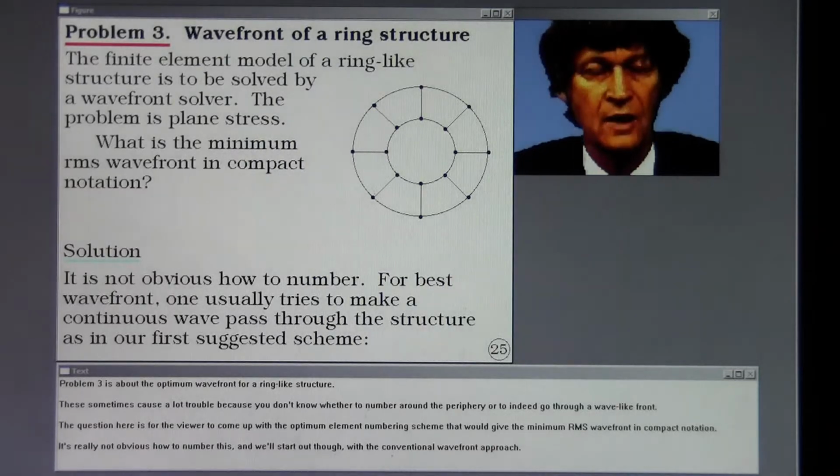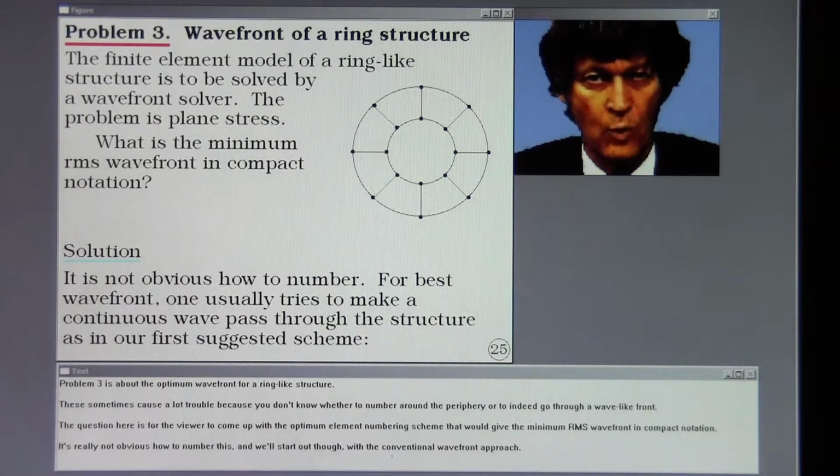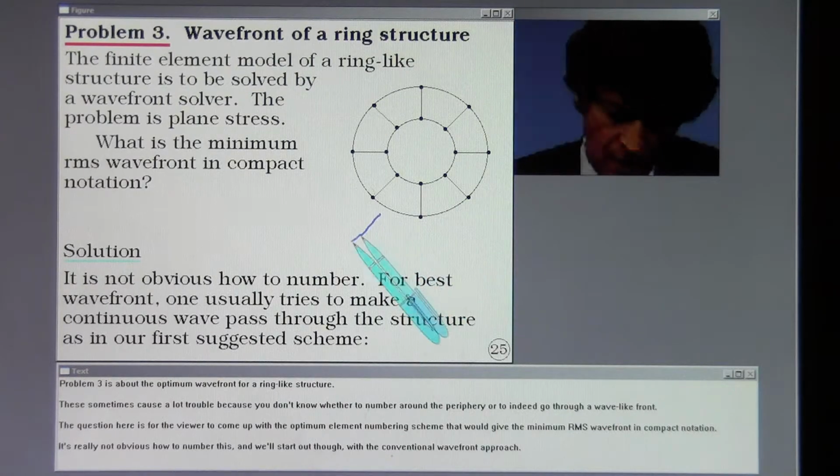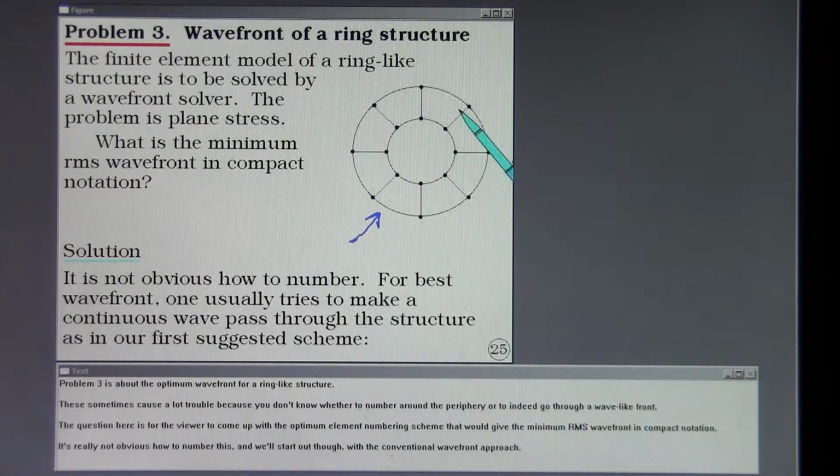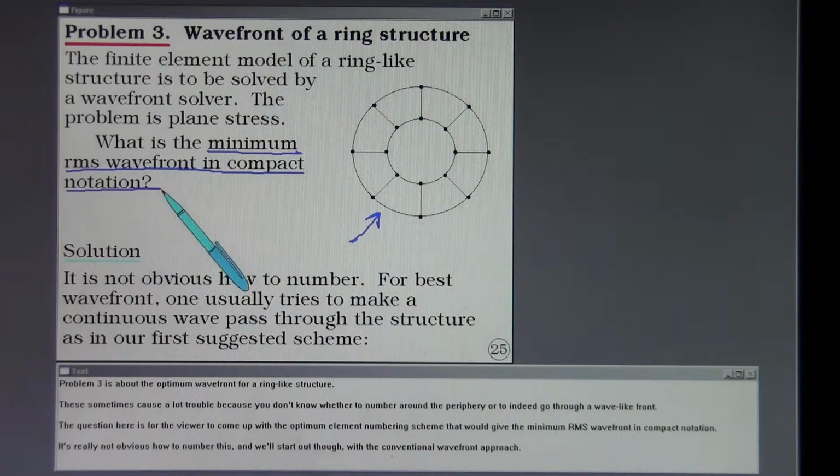Problem 3 is about the optimum wavefront for a ring-like structure. These sometimes cause a lot of trouble because you don't know whether to number around the periphery or to indeed go through a wave-like front. The question here is for the viewer to come up with the optimum element numbering scheme that would give the minimum RMS wavefront in compact notation.